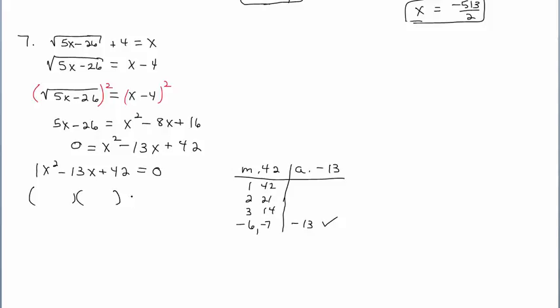You don't have to do grouping, because the coefficient is 1, which means this is x and this is x, and I found my constants. We're solving, so set each factor equal to 0 and solve.